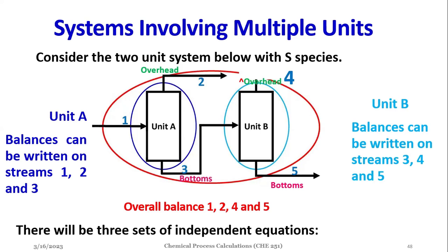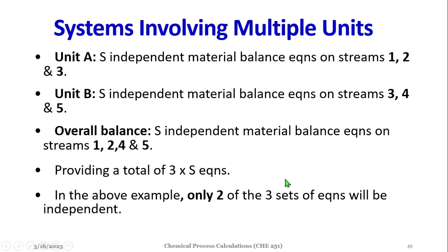So here we have 2 units, unit A and B. And then if we include the overall, we would have maybe 3 things we are looking at. And since we are working with 2 components, we can get 2 equations for each of those 3 cases. So that becomes the 3 times the 2. I hope it makes sense.